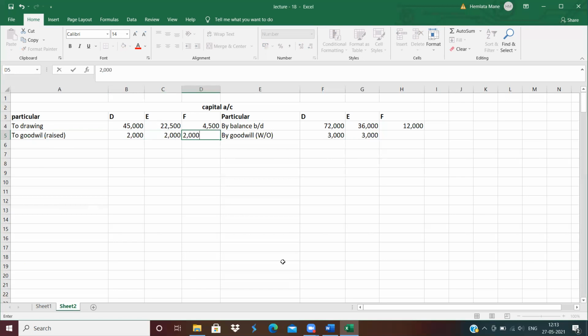Clear? What should we do at this time? When goodwill is not recorded in the balance sheet, at that time both the effects of goodwill should be done in one account. One effect on the credit side, distributed between two partners, and another effect on the debit side, distributing the amount of goodwill between three partners.